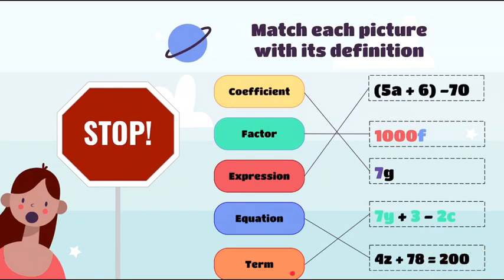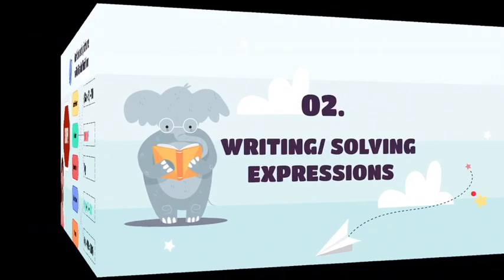Finally, terms. Terms are the segments of an expression that are being separated by the plus or minus sign that is in the problem. We can see that the terms of this problem are 7y, 3, and 2c.